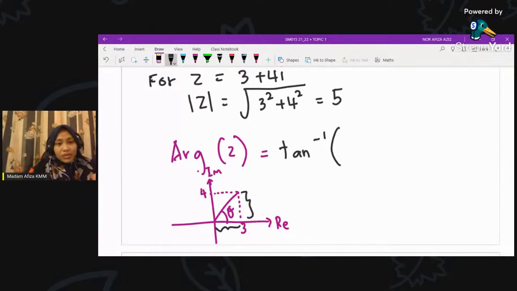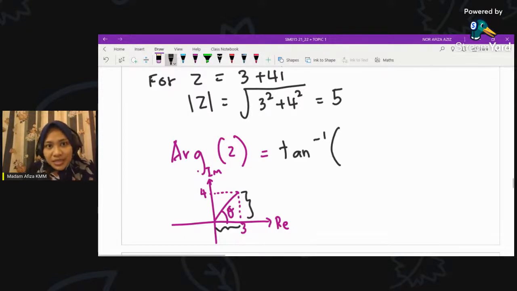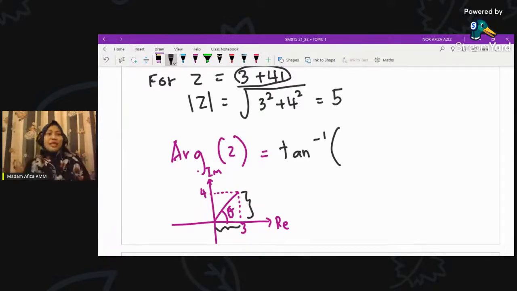Boleh nak guna sine, tapi kalau soalan tu just minta argument sahaja, awak tak perlulah susah payah kira modulus. Faham tak? Maksudnya daripada 3 plus 4i ni awak memang dah sentiasa tahu dia punya opposite dan juga adjacent. So boleh guna tangent. Tapi kalau nak guna sin atau cos pun boleh sebab dah tahu 5 kan untuk soalan ni. Tapi Madam rasa better guna tangent.